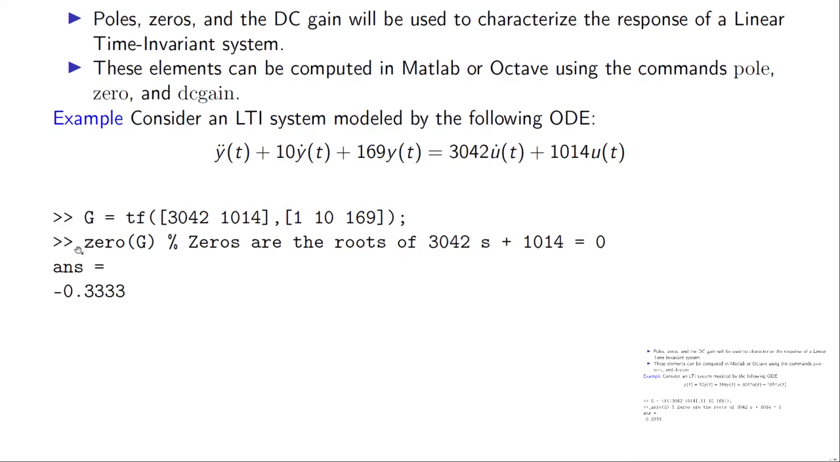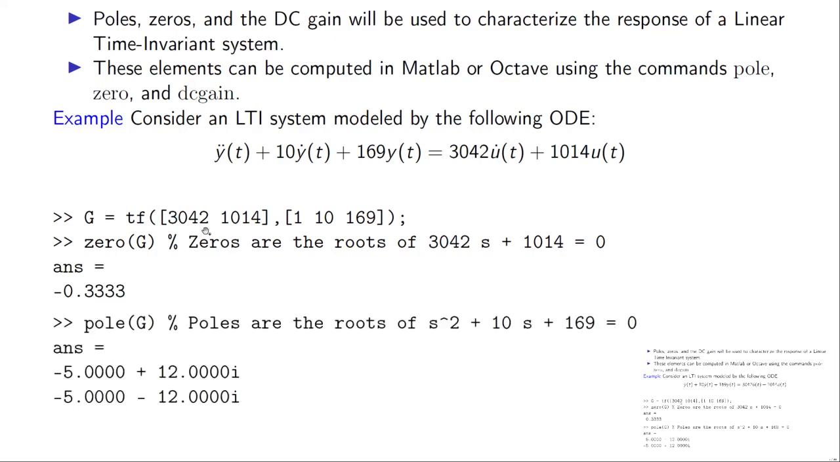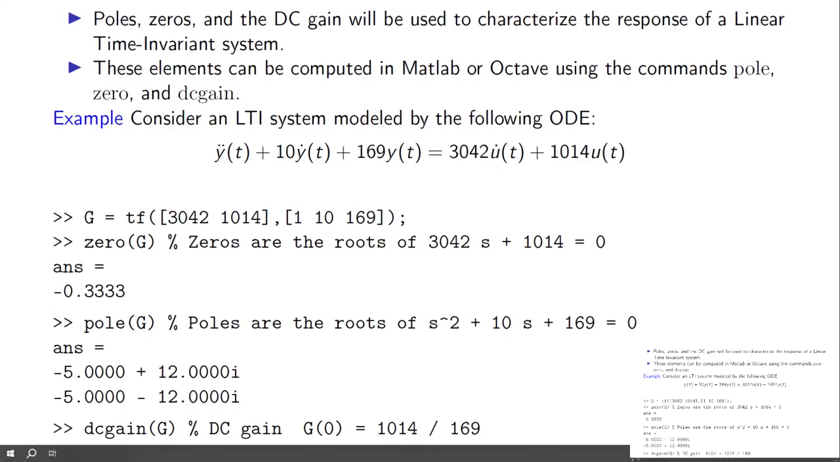You cannot forget this because otherwise you have a different transfer function. So the commands are as follows. If you use zero of g, it is going to give you the roots of the numerator. If you use pole of g, it will give you the roots of the denominator, that's this equation. And if you use the dcgain command, it will give you this value that's basically g of 0, just replacing s by 0 in the transfer function.